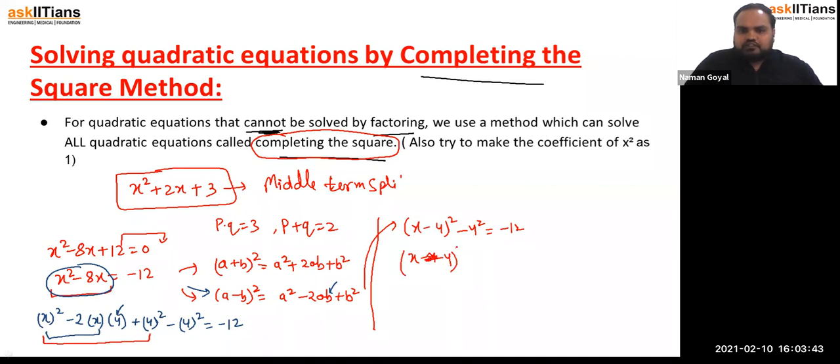X minus 4 whole square is equal to, you can take this 16, 4 square is 16, you can take this 16 at this side. So it becomes 16 minus 12. So it becomes x minus 4 whole square is equal to 4. Now what we have to do, we have to take the square root on both sides.